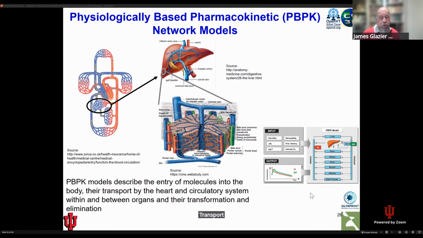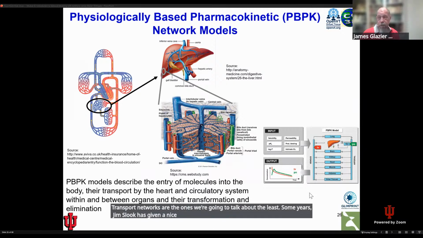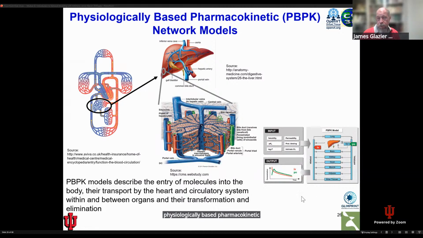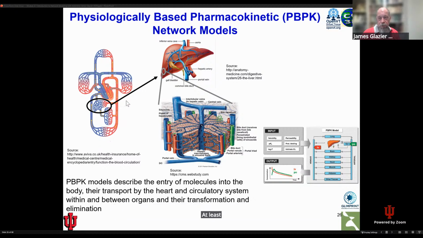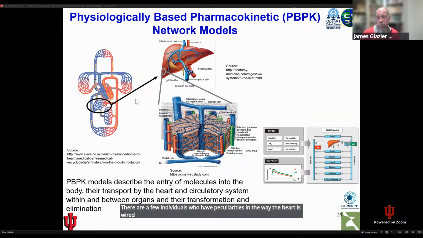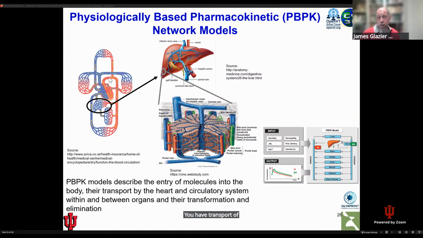Transport networks are the ones we're going to talk about the least. Some years, Jim Sluka has given a nice talk on PBPK, physiologically based pharmacokinetic network models. Again, typically these represent the transport of material by the blood. At least in most people, the blood architecture is the same. There are a few individuals who have peculiarities in the way the heart is wired. You have transport of blood by the heart through the lungs, through the gut, through the kidneys, liver, and the other organ systems.